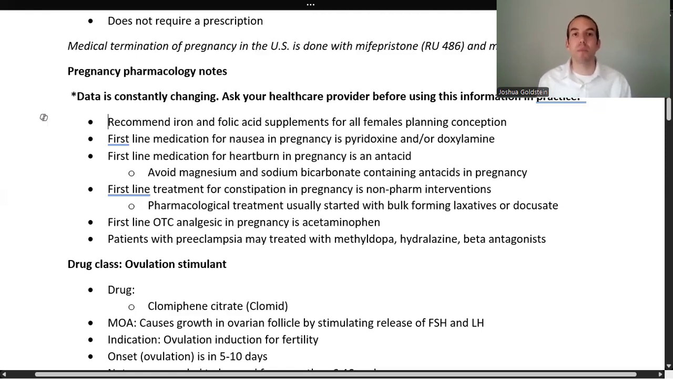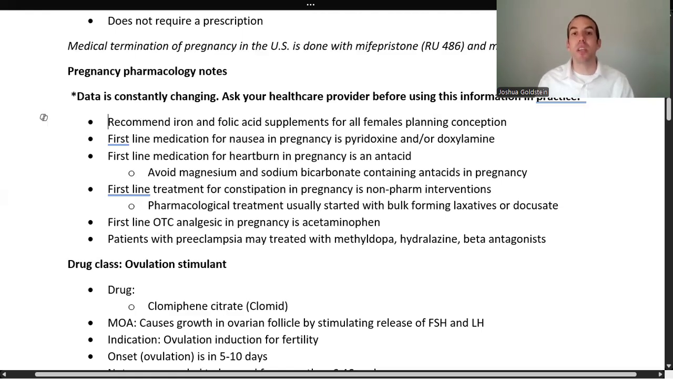Next, we have our first-line medication for heartburn in pregnancy, which is, again, another common issue. It's going to be an antacid. That's going to be preferred over some of the other medications that we discuss in the GI lecture. But when you talk about antacids, avoid the magnesium and the sodium bicarbonate ones. There are other ones like Tums, calcium carbonate. So just remember the magnesium and the sodium bicarb ones are not the ones that are recommended.